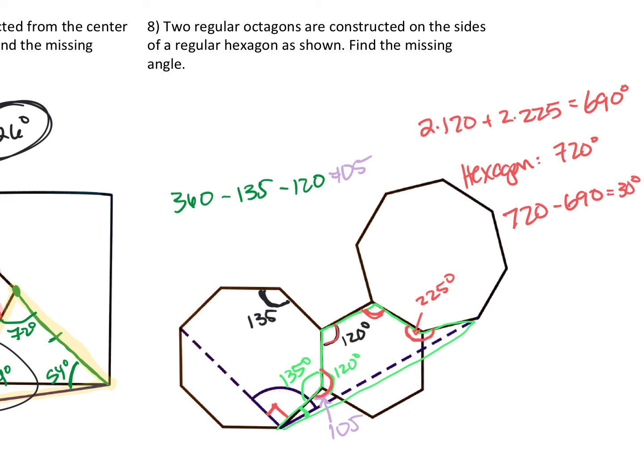And that means that this little angle here and that little angle here are going to split that 30. So I'm going to say 30 divided by 2 is 15 degrees. And thus, my missing purple angle here, that one right there, is going to be 15. This one is going to be 90. And so I'm going to say 90 plus 15 is 105 degrees.